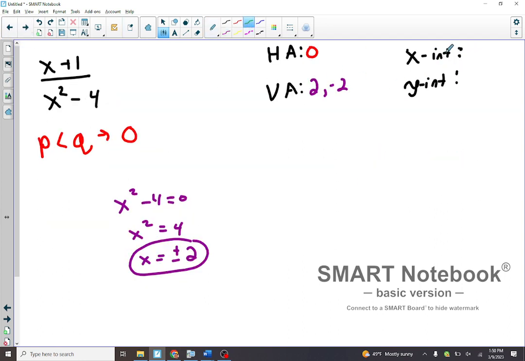Next one is the top is 0. So x plus 1 equals 0, so x equals negative 1. Y-intercept, plug in 0 for everything: 0 plus 1 over 0 squared minus 4. 1 over negative 4 is your y-intercept.